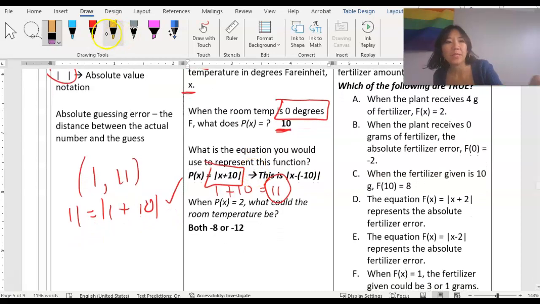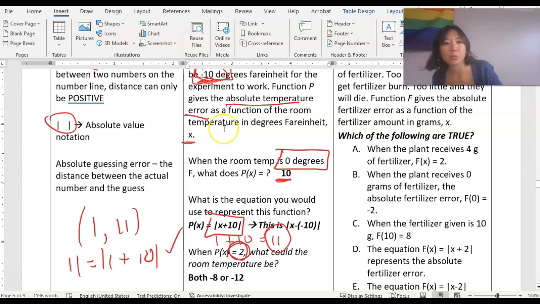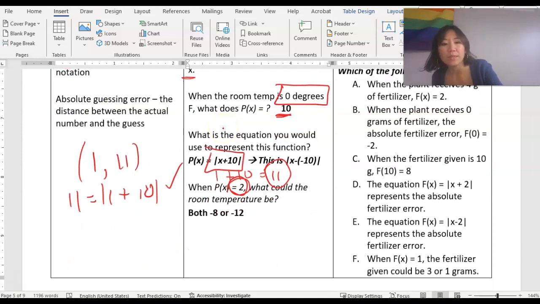And then it says if P equals -2, so the difference between the actual correct temperature and the temperature we were trying to get it to be is 2, then it could either be -8 or -12 because it's 2 away from -10. They're both 2 away from -10.